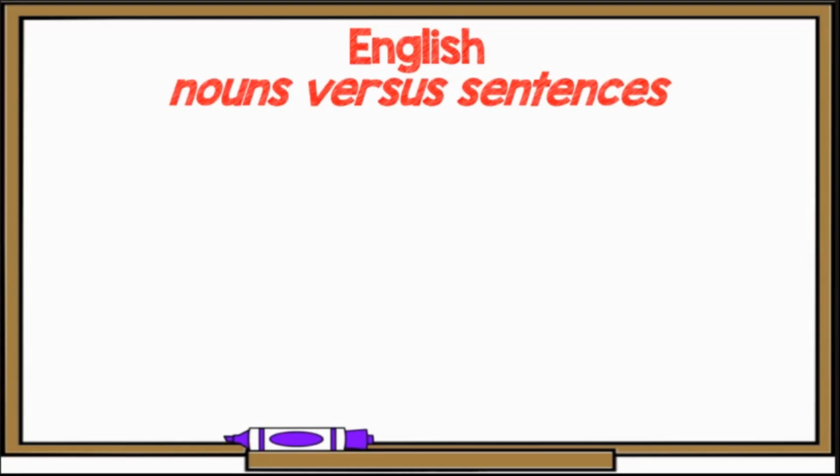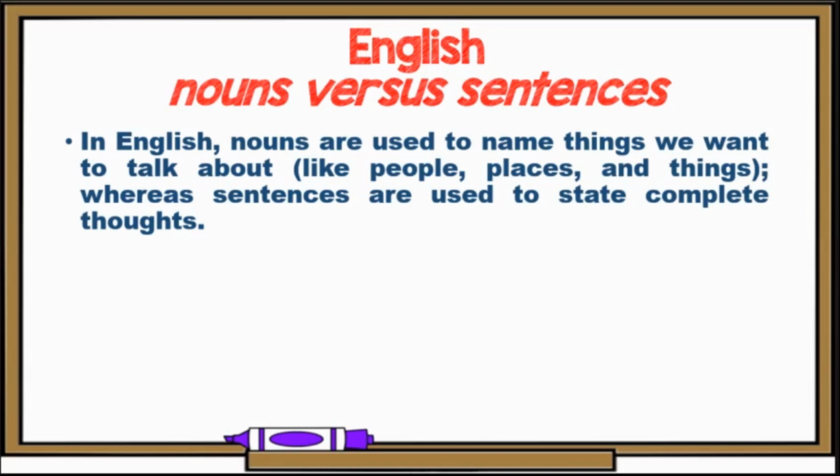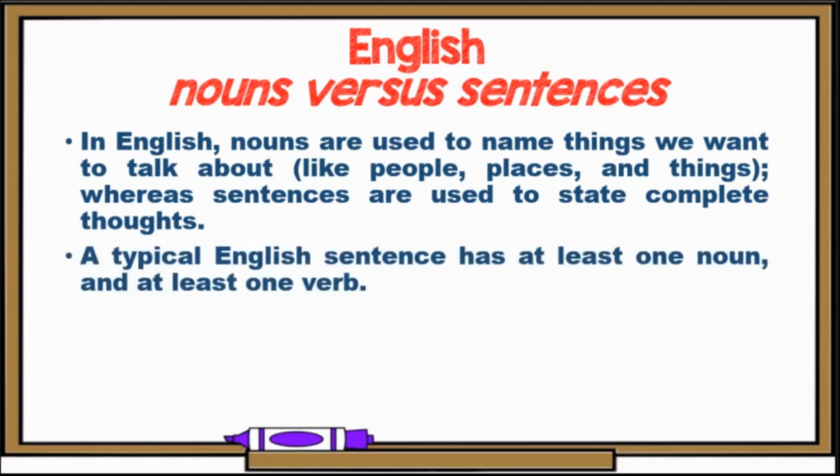Let's look at the similarities of English and math, starting with nouns and sentences. In English, nouns are used to name things we want to talk about, like people, places, and things, whereas sentences are used to state complete thoughts. A typical English sentence has at least one noun and at least one verb.